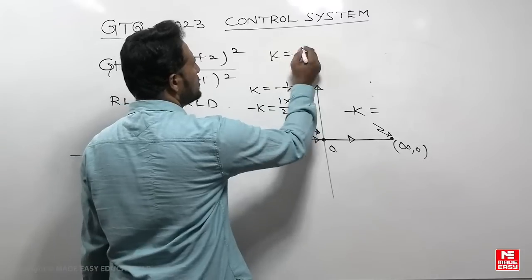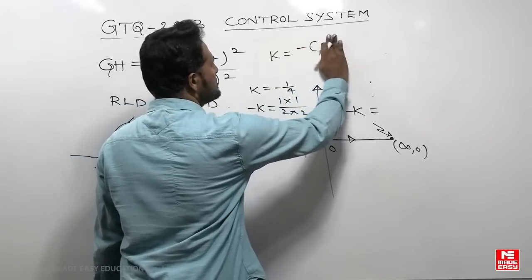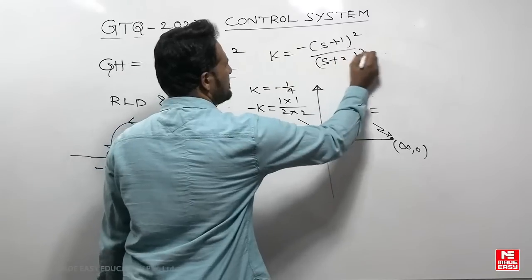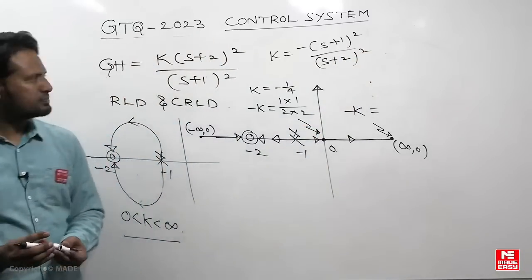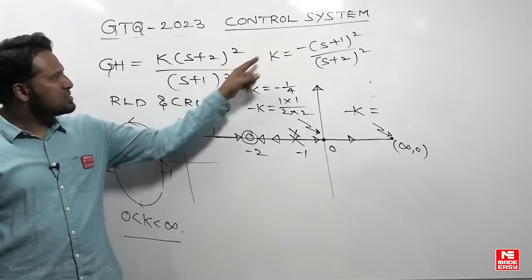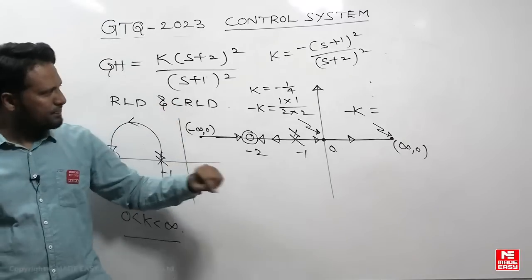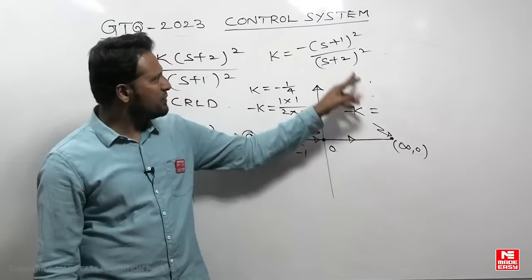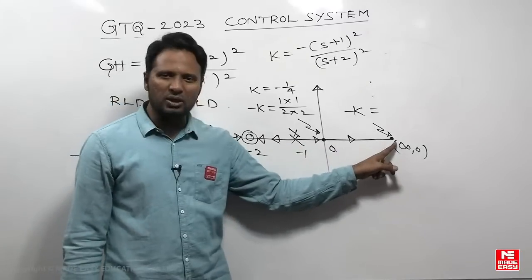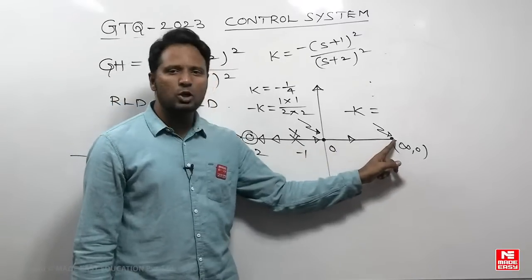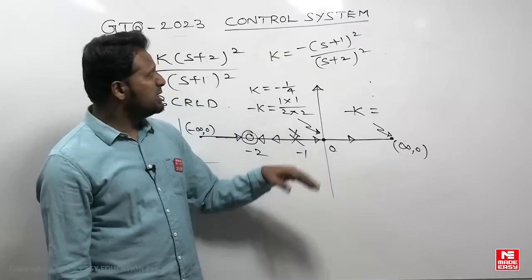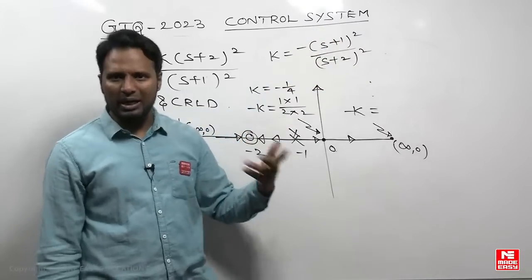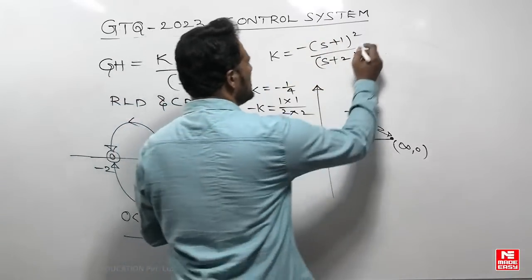From this we can write k to be minus of (s plus 1) square upon (s plus 2) square. You are trying to find the value of k at s equal to infinity. Because this length will be infinite. If you measure the length of this phasor, it will be infinity. So how do you handle infinity? Then you substitute s equal to infinity here. Sir, that also becomes infinite by infinite. You should know how to deal with that.